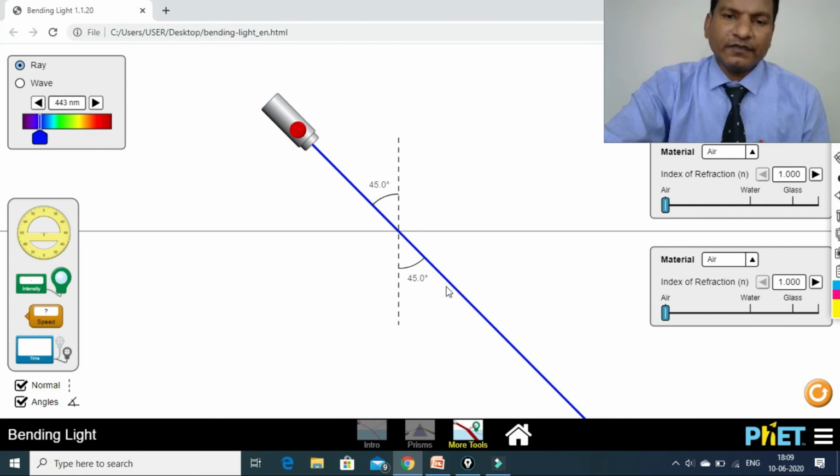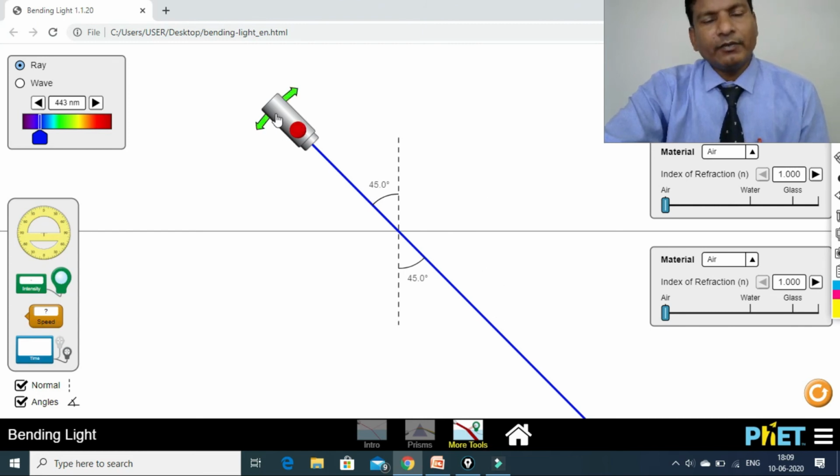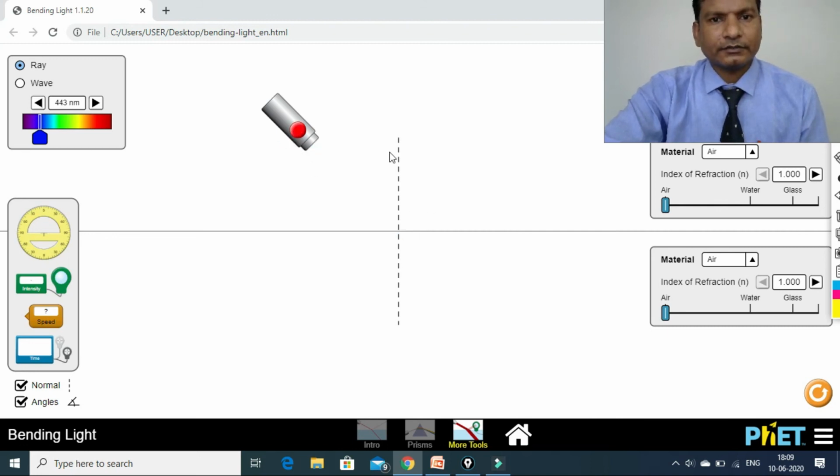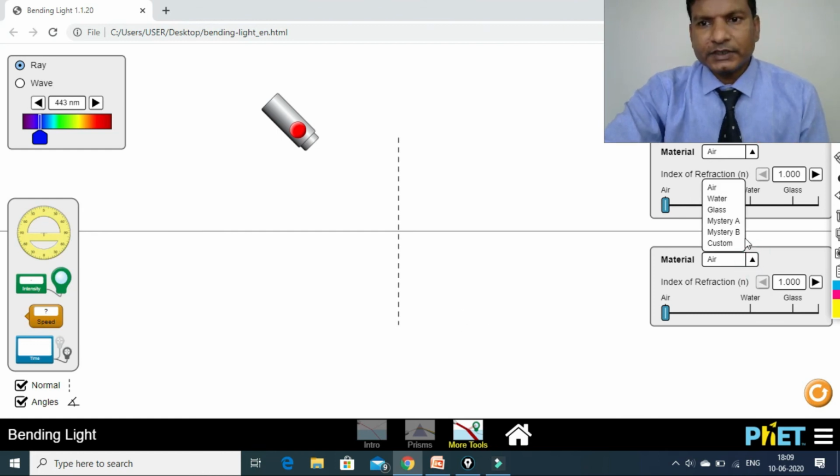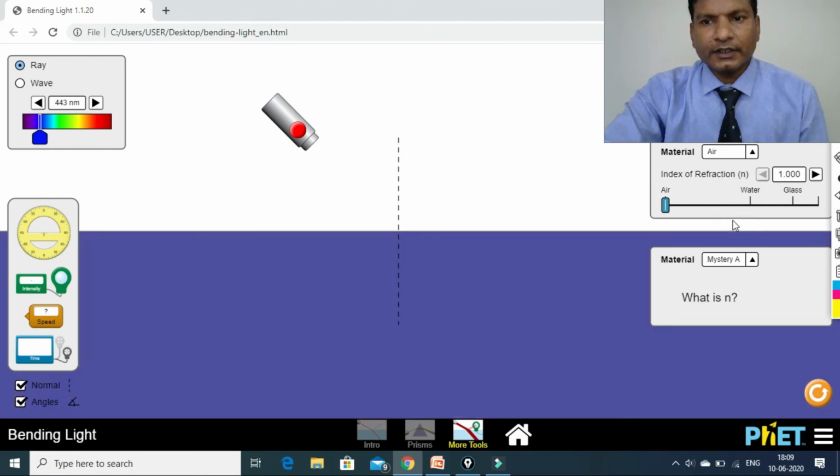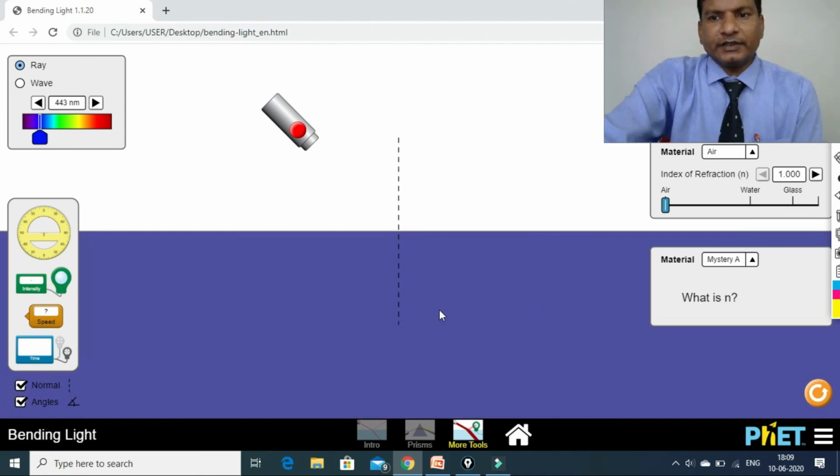Why? Because the refractive indices of these two media are the same. If this is your medium 1 and this is your medium 2, since the refractive indices are the same, therefore the ray of light, while moving from medium 1 to medium 2, passes undeviated. So now I'll change this medium. This is your air, this medium is air. Now for this medium I'll give some other medium, a denser medium.